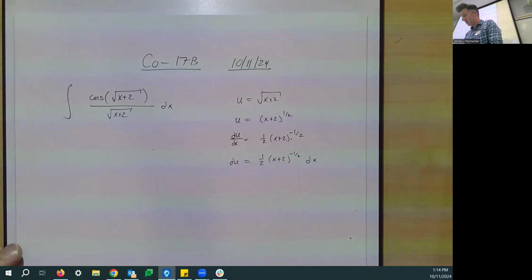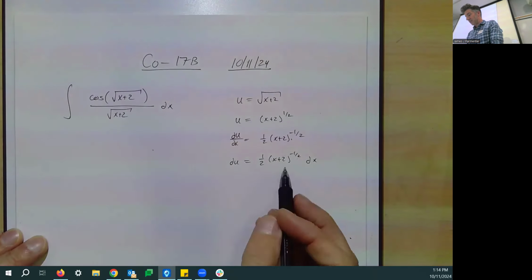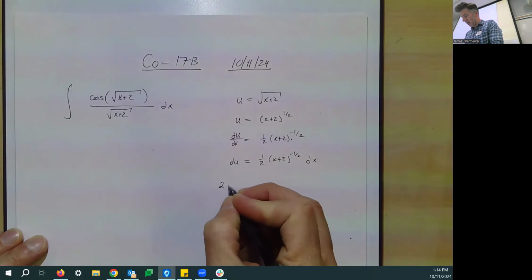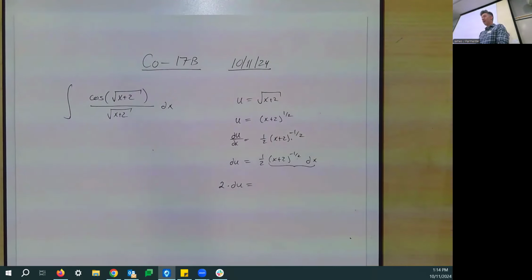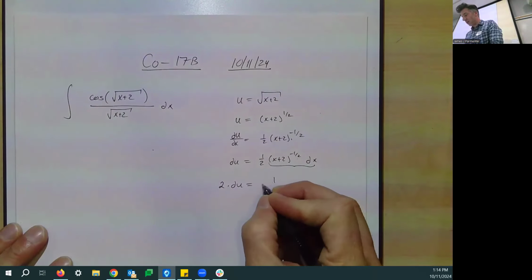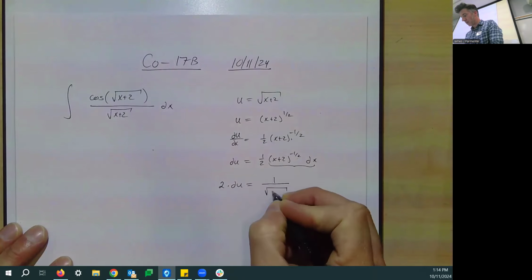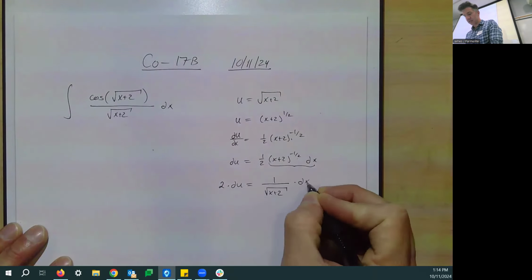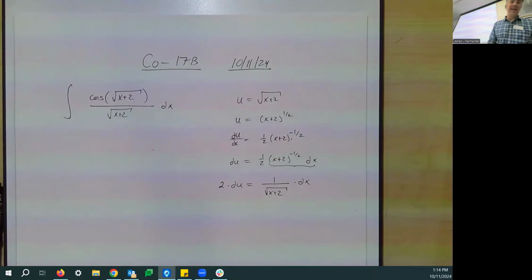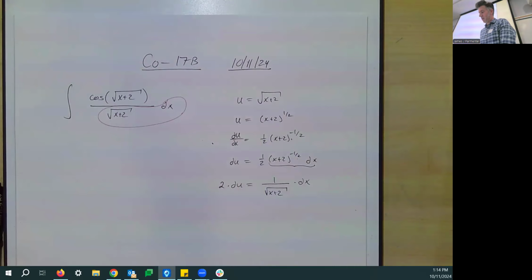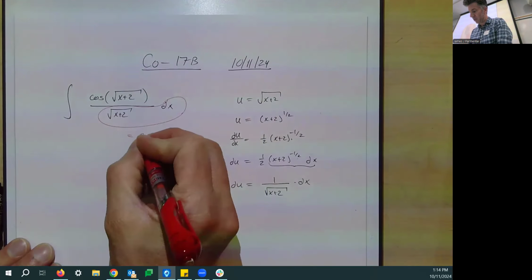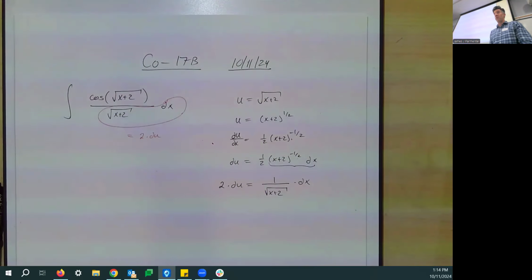How would I choose to do this? I would probably do it this way. I don't have a 1/2, so I'm going to multiply both sides by 2. So I have 2 times du equal to this piece here. x plus 2 to the negative 1/2, I could rewrite as 1 over the square root of x plus 2 times dx. And look, I exactly have that in my integral. It's right there. That is exactly equal to 2 times du.